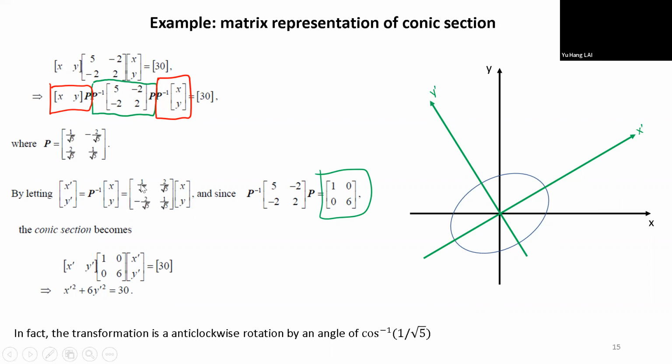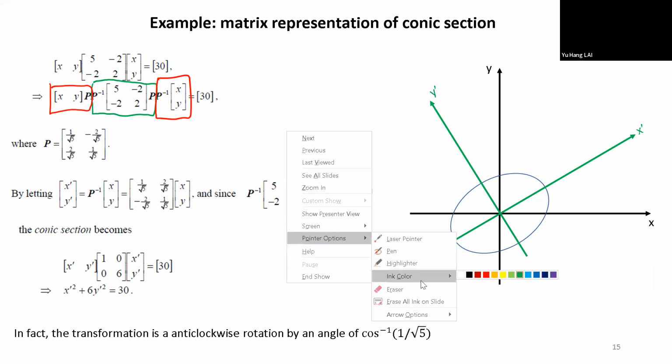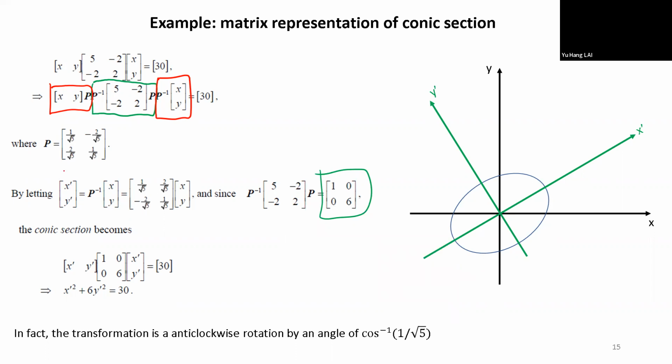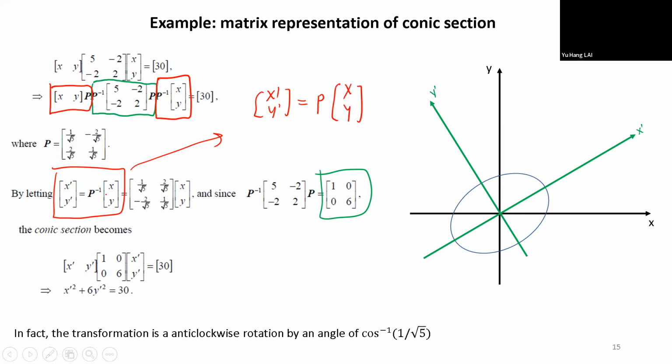In fact, if you take the transpose of this one, let me just write it over here again. This x prime y prime is given by this P inverse xy. And I told you already that this P inverse, in fact, is the P transpose. Then if you take the transpose on both sides, then what you get is this.